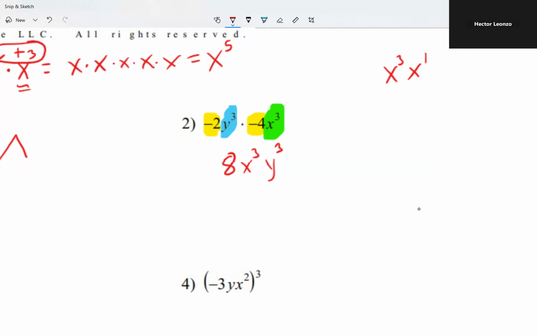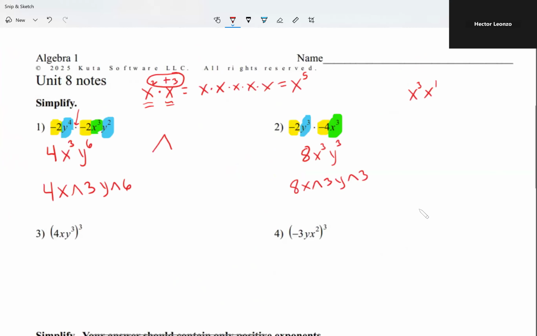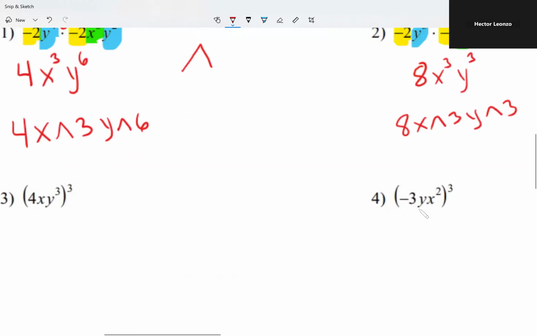Number 2. The way I'm going to type this, I'm going to go 8 x to the third, y to the third. Remember, we use that caret for exponents. All together, no spaces, alphabetical order. Okay, so that was not bad. I said we're going to deal with 2 rules.